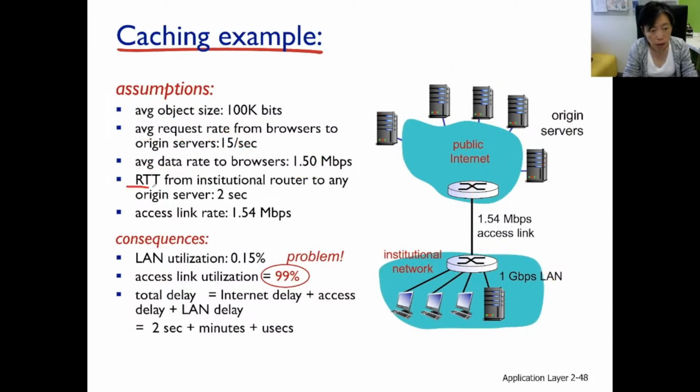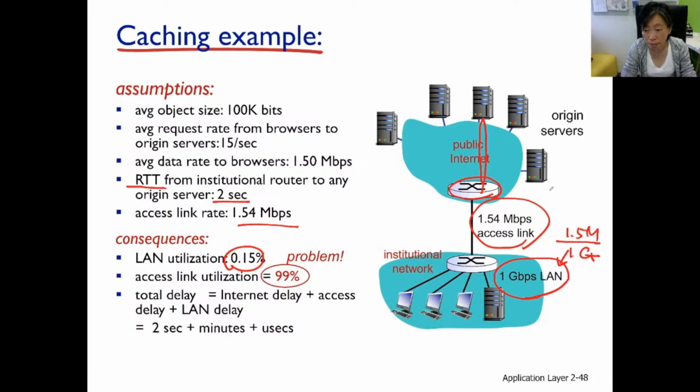Now, let's see. Round-trip delay from the institutional router to any of the origin servers and back is set to 2 seconds. And the access link's rate is 1.54 megabits per second. And the local area network link rate is 1 gigabit per second. Now with these, we will be able to calculate the local area network's utilization. 1.5 meg divided by 1 gig, that's 0.15%. But here, 1.5 meg divided by 1.54 meg, that's very close to 99%. And that is a problem if you recall.